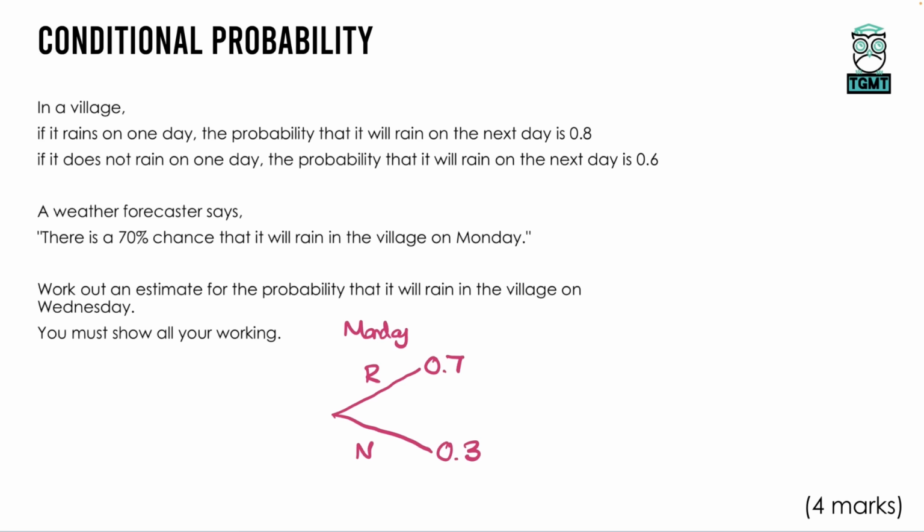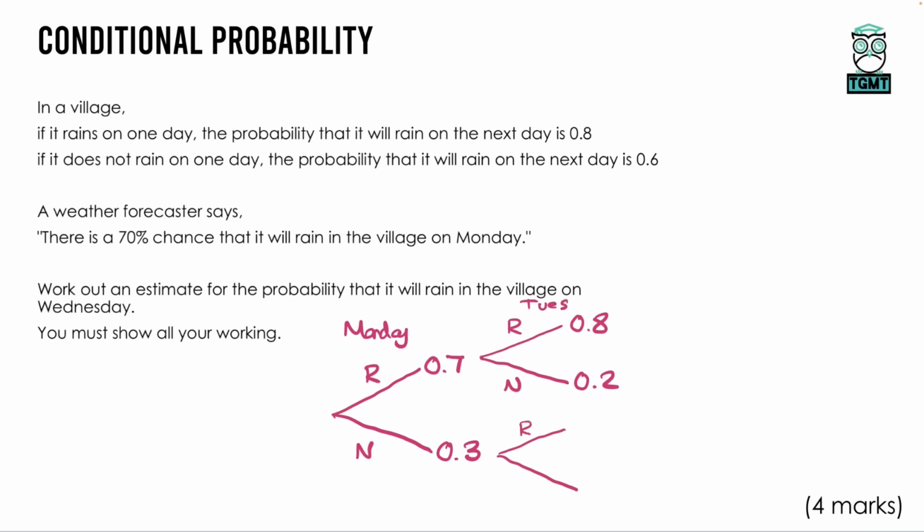So if it rains one day, the probability that it will rain on the next day is 0.8. So here, when we're now looking at Tuesday, the probability of rain and not rain, because it rained the day before, is 0.8 for rain, 0.2 for not rain. As well, if it didn't rain on Monday, we've got a different set of probabilities for Tuesday.